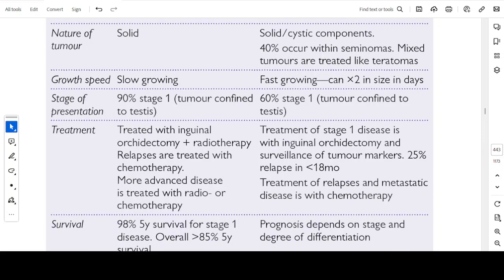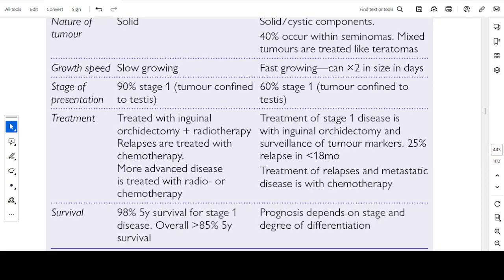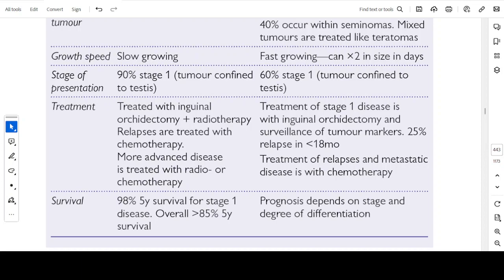Treatment for a seminoma: treat with inguinal orchidectomy plus radiotherapy. Relapses are treated with chemotherapy. More advanced disease is treated with radio or chemotherapy. Survival in a seminoma is 98% 5-year survival for stage 1 disease. Overall 85% 5-year survival rate.